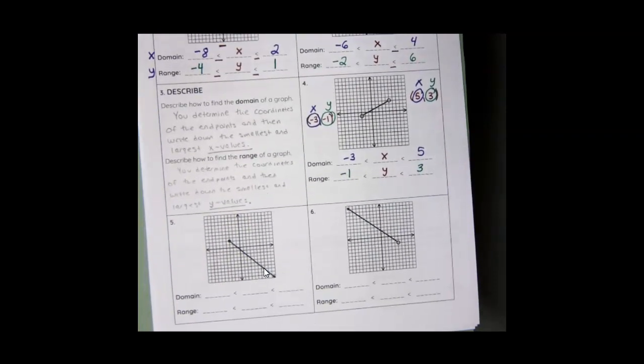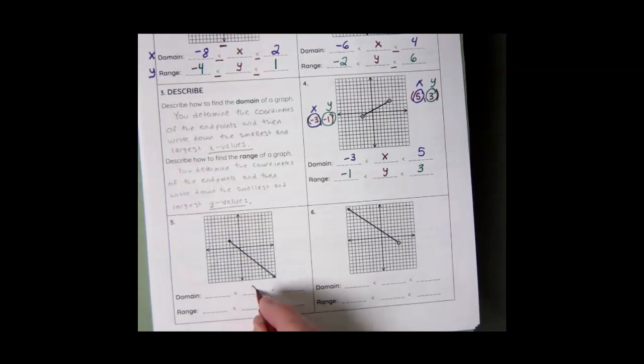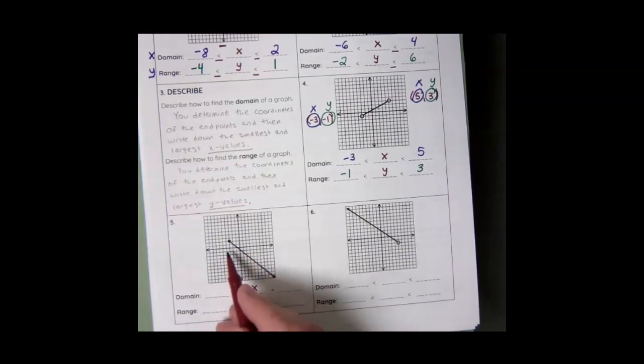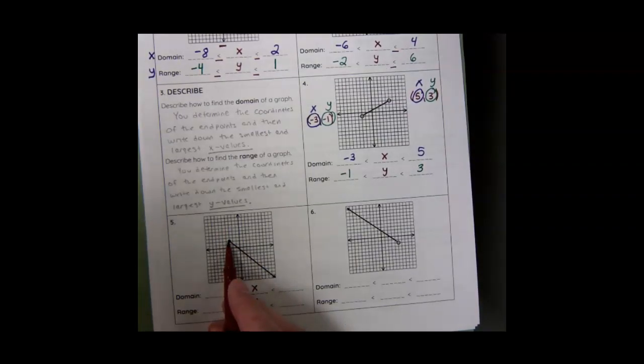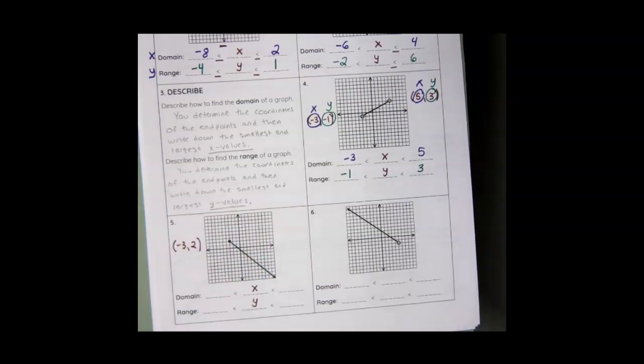Number 5, we get into infinity, infinite graphs. So if you look, we're introducing something new here. We have arrows at the end. Okay? But let's still do the same steps that we've always done. We start with x and y, and we find our endpoints. So let's find this endpoint because this is still normal. That is over 3, up 2. This is still our x. This is still our y.